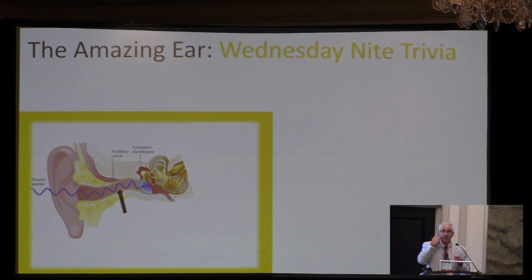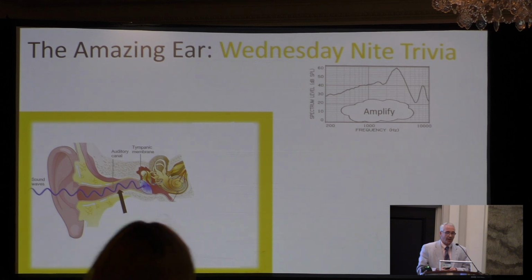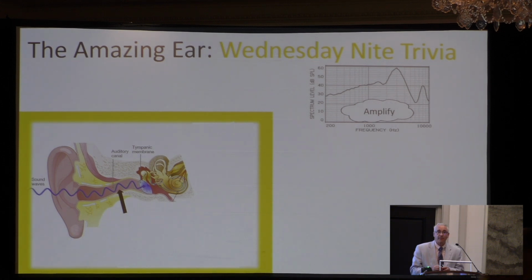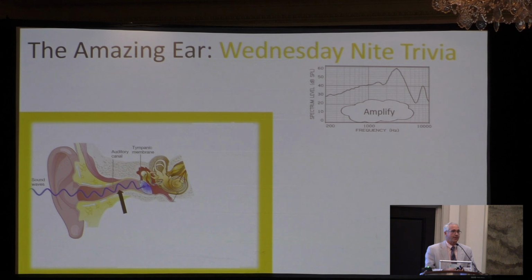My left ear might be a little different from my right ear, but they don't change over time. And it turns out that the peak amplification provided by the resonance is around 2,000 to 4,000 hertz. And that turns out to be really helpful for understanding speech.